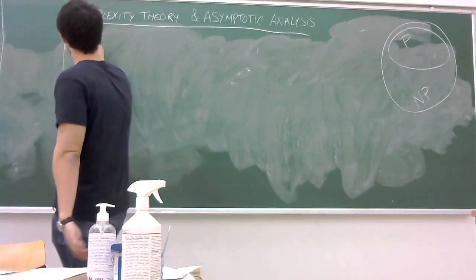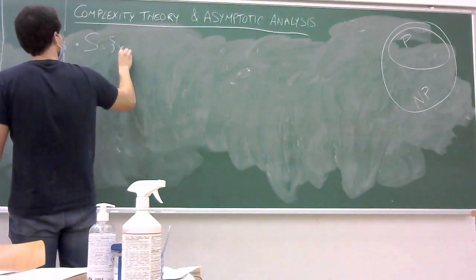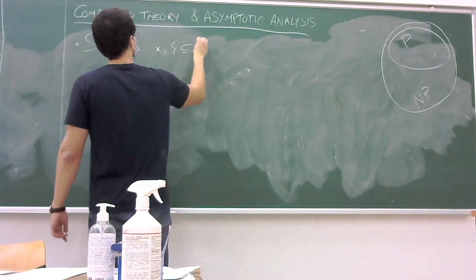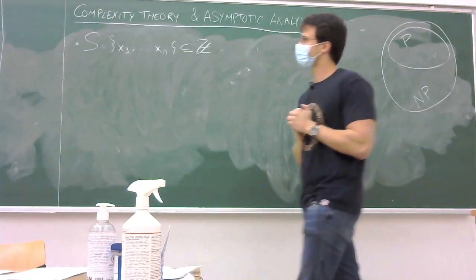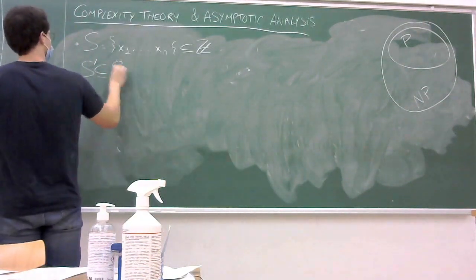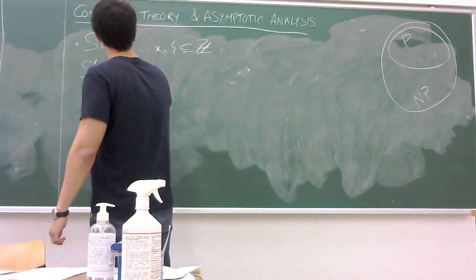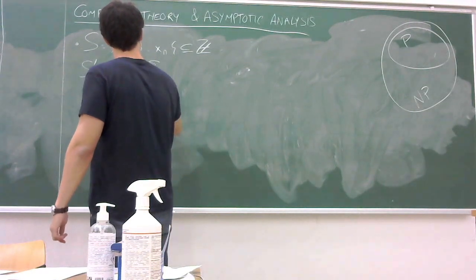Let's focus on this first problem. Imagine that we are given a set of integers, and then we want to find a subset of this set that will verify the following property.